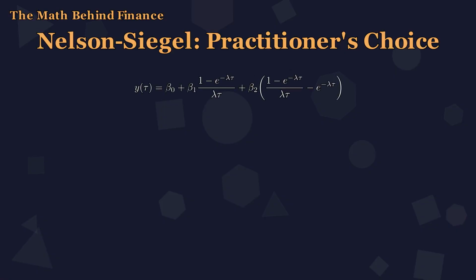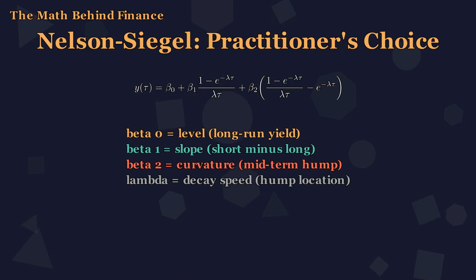All the models so far are dynamic. They describe how rates evolve over time. Nelson-Siegel in 1987 took a completely different approach. They asked, can we fit the shape of today's yield curve with just 4 parameters? Beta 0 sets the level, the long-run yield. Beta 1 controls the slope, the difference between short and long rates. Beta 2 adds curvature, a hump at intermediate maturities. And lambda controls where that hump peaks. With our demo values, the short rate starts at 3% and the curve rises to 6% at long maturities.